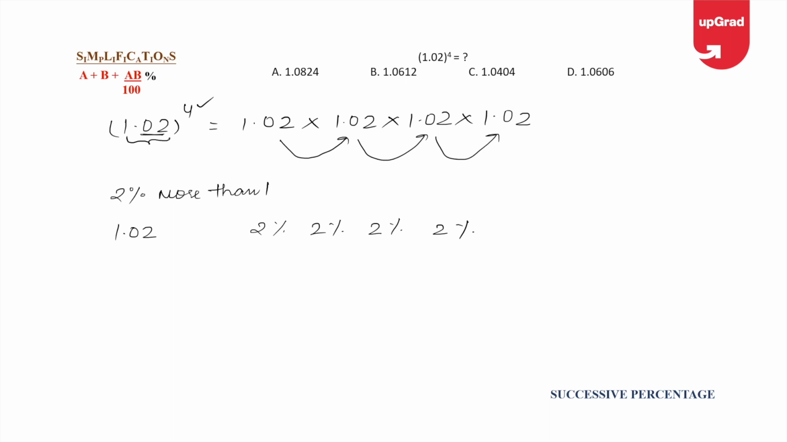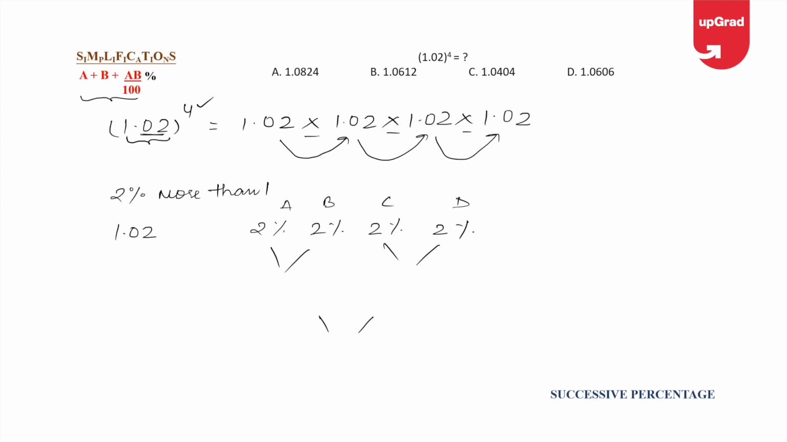So rather than calculating it this way by multiplying the values, I would rather use the successive percentage method. Now, since I do not have a formula to do it in this way, wherein A, B, C, and D can all be solved at one go, I'll solve A and B together, I'll solve D and C together, and then whatever will be my values, I'll solve them together. Do you understand? Because I have a formula wherein I can put only two values at a time.